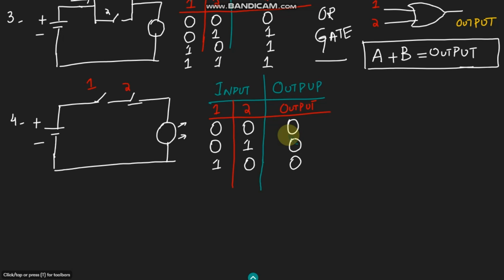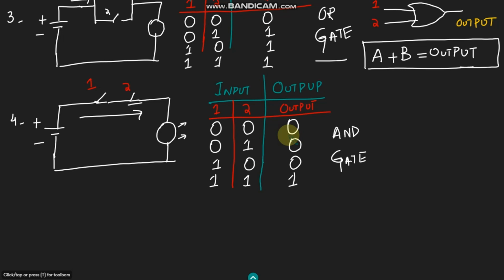The condition arrives when both of the switches are turned on, and the current will then flow through this circuit, and this bulb will glow. So in the scenario in which 1 and 2 are both on, I will get this output. Due to this ANDing condition, this gate here is called the AND gate.